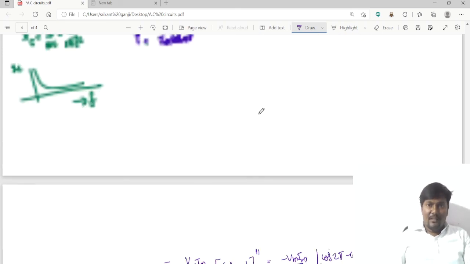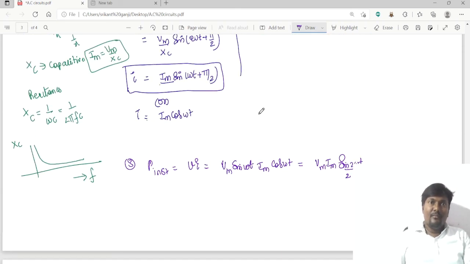If you draw the phasor diagram, I am taking the voltage as the reference, and the current is omega t plus pi by 2. The current through the capacitor is 90 degrees leading.